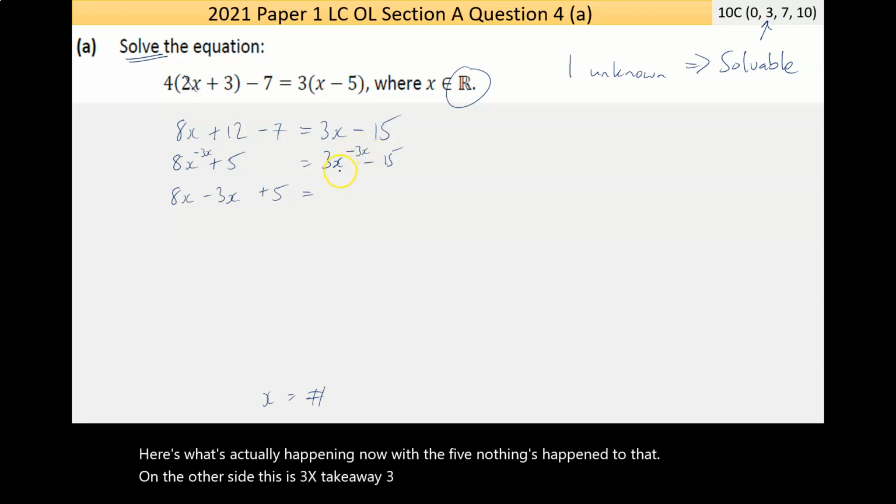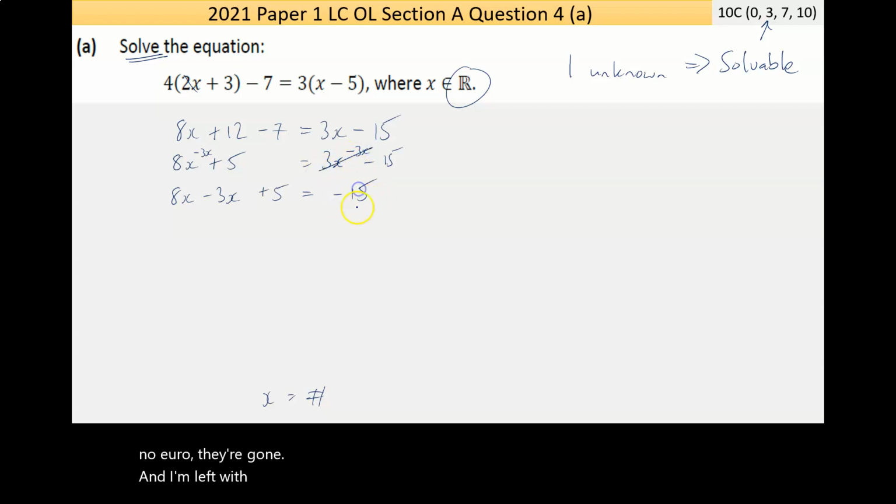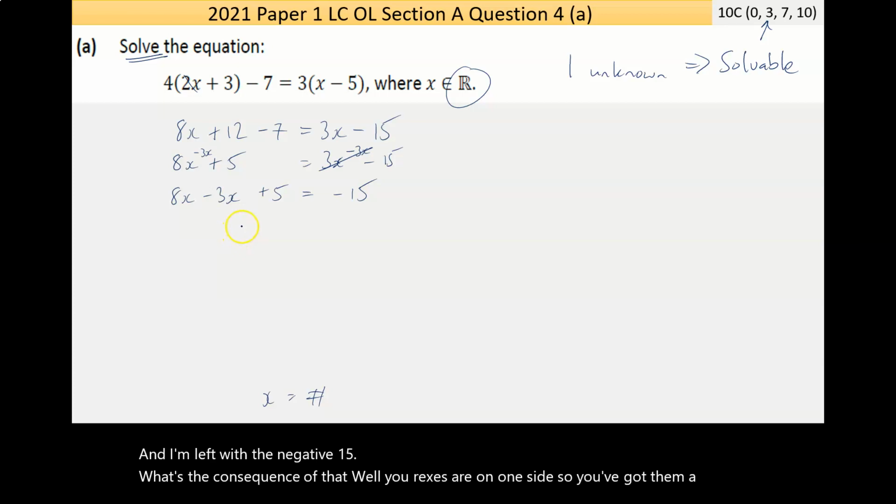Now if I have €3 and you take €3 off me, I have no euro. They're gone. And I'm left with the negative 15. What's the consequence of that? Well, your x's are on one side, so you've gotten a little bit further along.